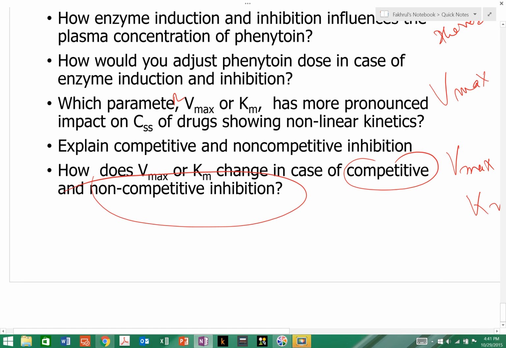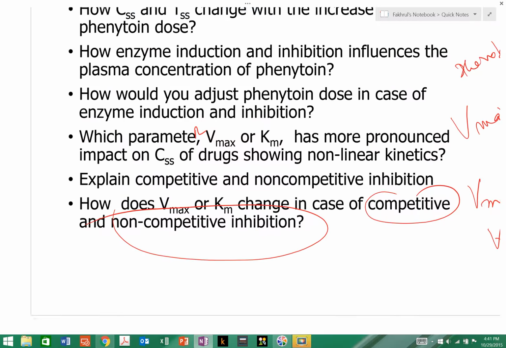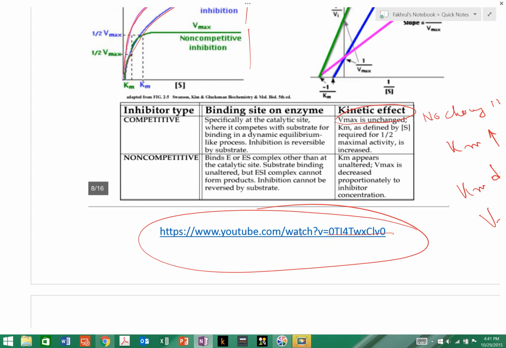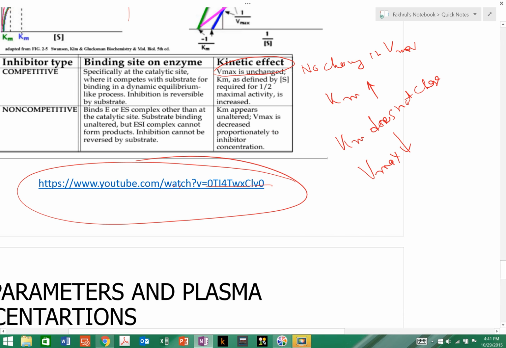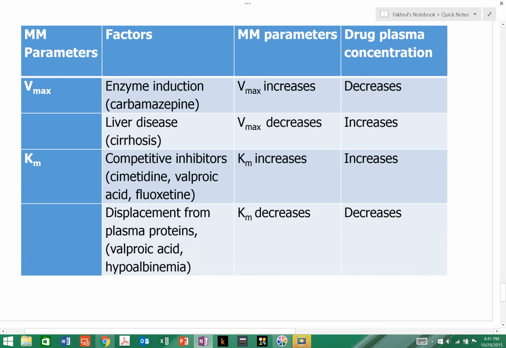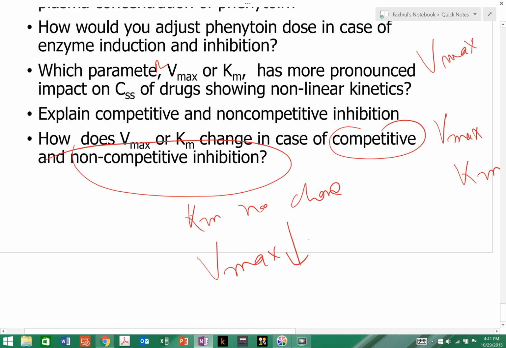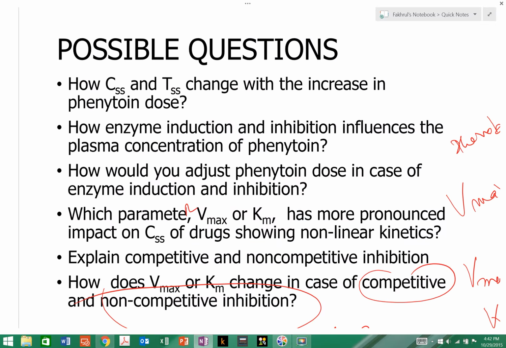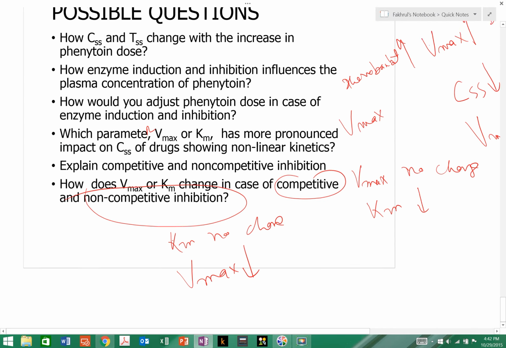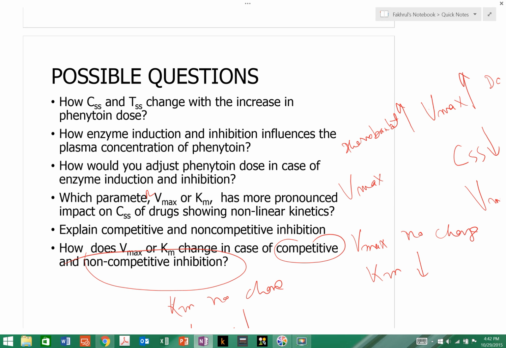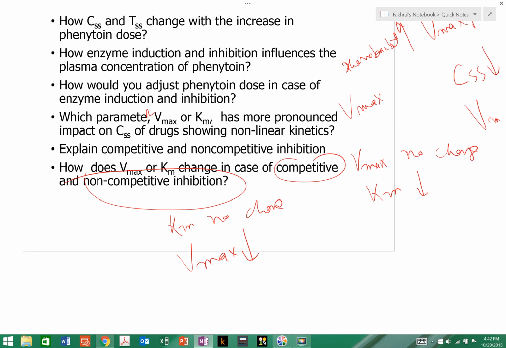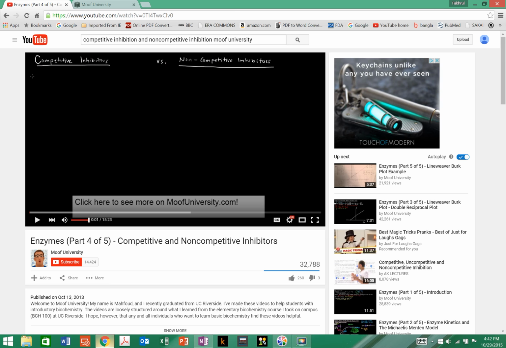Here just the opposite. If you go back here, you see Km does not change, Vmax decreases. So Km, no change, Vmax goes down. So these are my important concepts I will discuss on Tuesday, and also I think tomorrow I will post the second video for the assignment. But before that, I want you to watch this video.